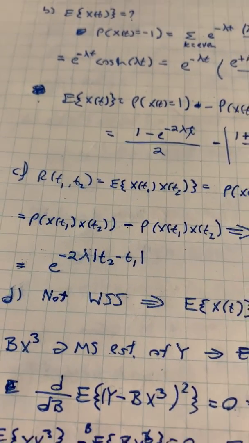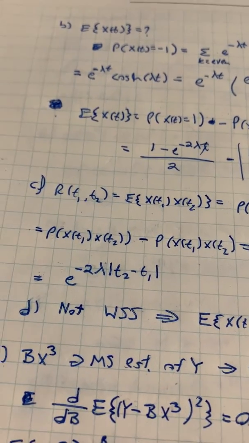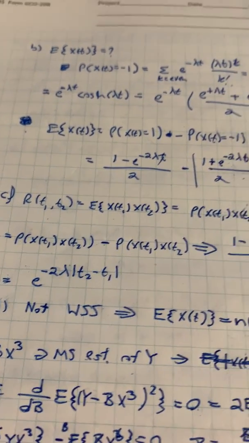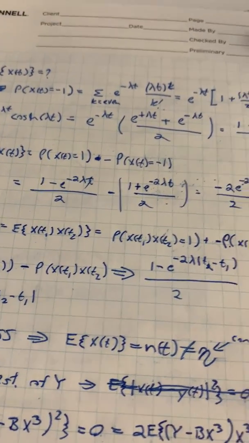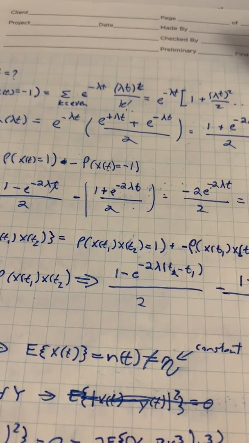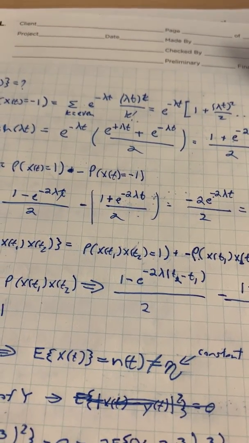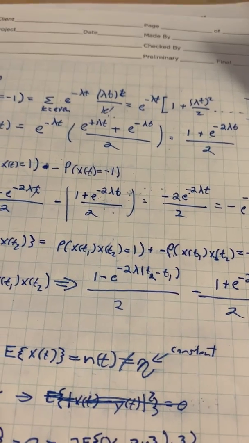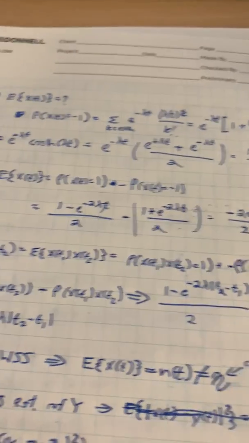It is not wide sense stationary, because the expected value of x of t is a function of t, which is not constant, which removes the possibility of it being wide sense stationary.